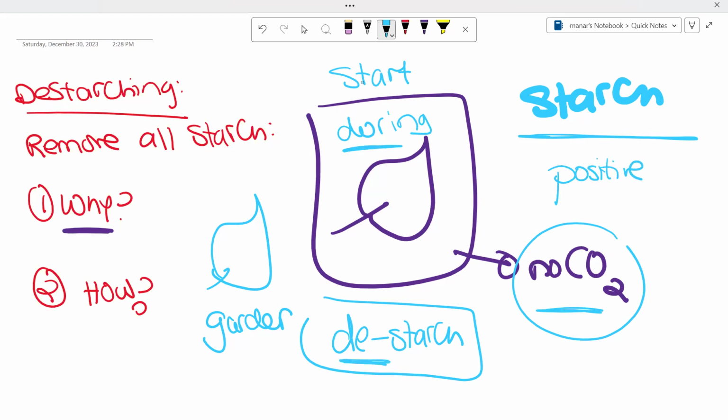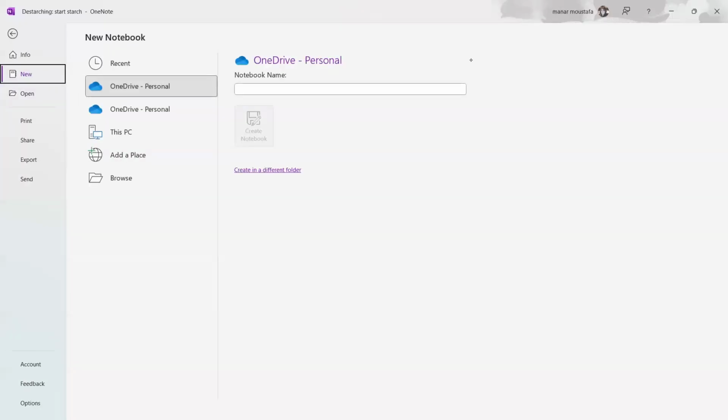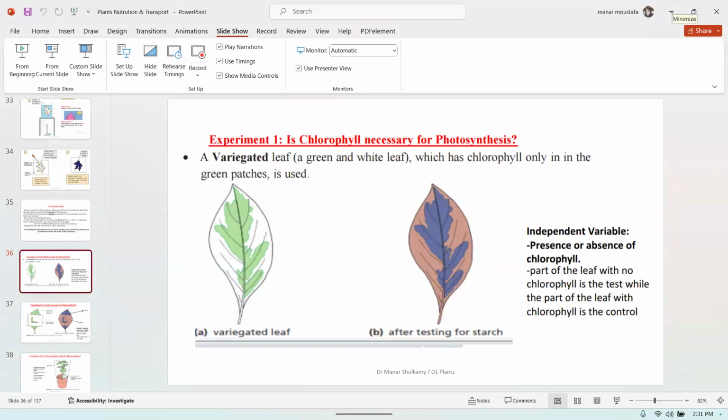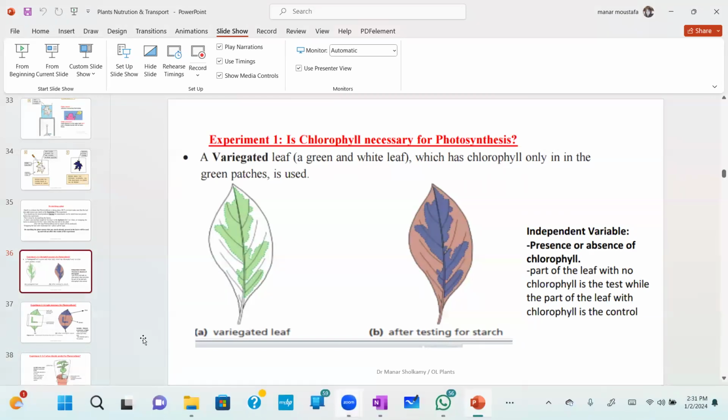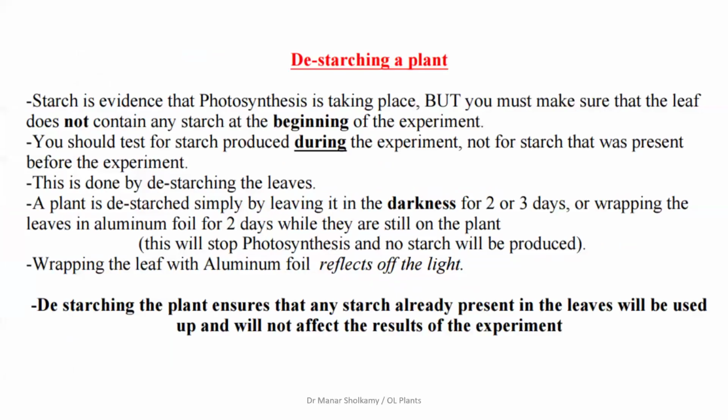So I de-starch my plants before plant experiments so that I know if starch was produced during my experiment or it was not produced during my experiment. In other words, to receive accurate results, but I have to explain what accurate means here. Who does not understand? Or who wants me to repeat this part? So now, is de-starching clear? Okay, you're not telling me that it's not clear, so I assume it is. So let's continue from where we stopped.